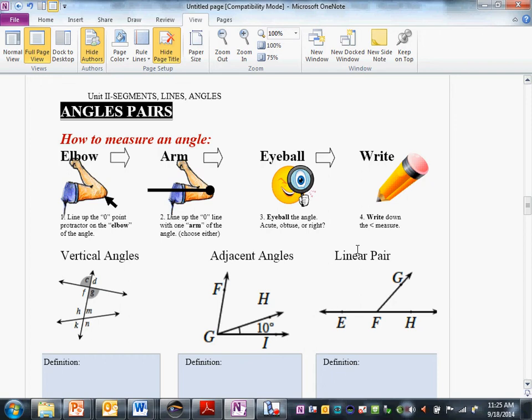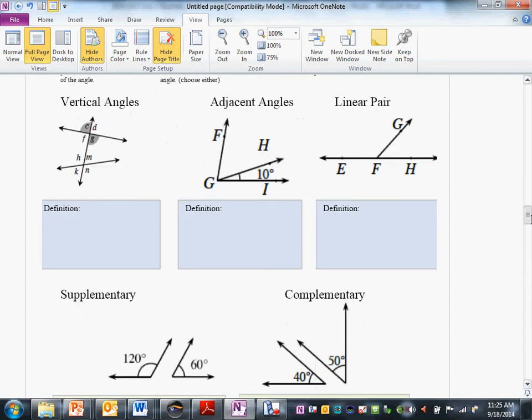Alrighty. So we just did angle measures. Elbow, arm, eyeball, right. Now we're going to talk about how angles are related to each other. There are certain words that describe relationships between people, and then there's words that describe you as a person. For example, you can say, I am 15 years old, and that would only describe you as an individual. Or you could say, my name is, and whatever, and that describes you as an individual.